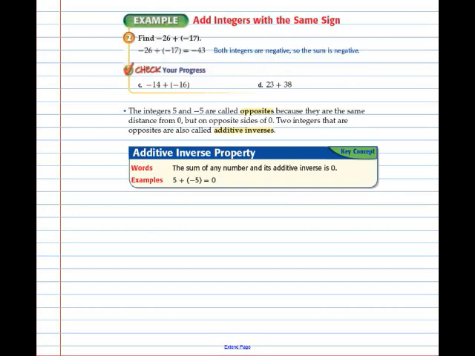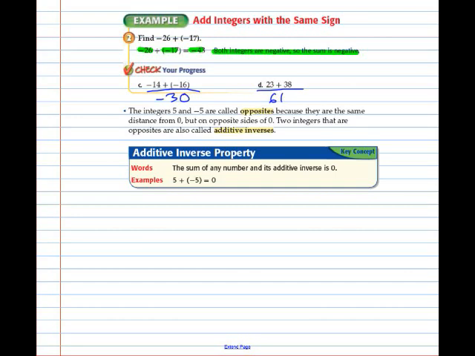Find -26 plus -17. -26 plus -17 is -43. Because both are negative, the sum is negative. In our next example, -14 plus -16, the resulting sum is -30 because both numbers are negative. Example D, 23 plus 38, the resulting sum is 61, positive because both numbers are positive.